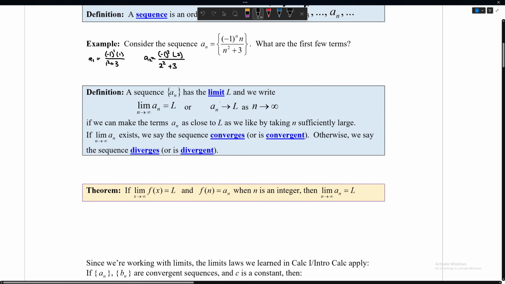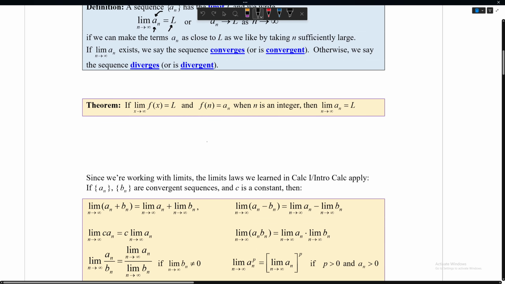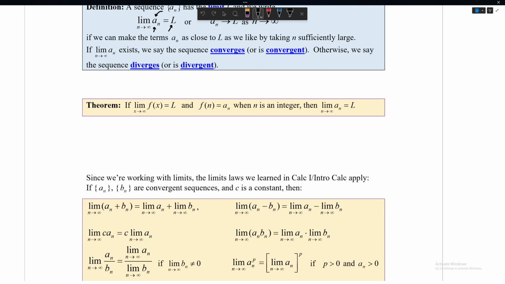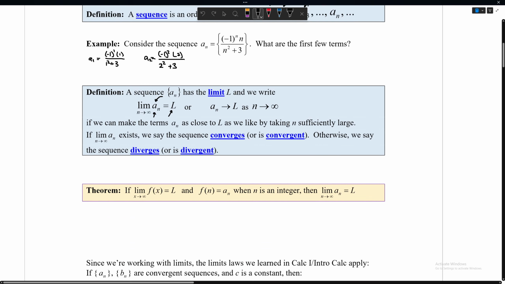Now, it has a limit L. I'm not going to go through this definition precisely, but what this basically is saying is that if you take the limit of your a_n, and it gives you a number, which is L, then it converges. If it doesn't give you a number, it diverges. So if you take the limit of a_n and it goes to infinity, divergent. Goes to negative infinity, divergent. If it goes DNE, divergent. But if it gives you like 1, 2, whatever value, convergent. That's all it says, right? So if the limit of the function equals L and f of n equals a_n when n is an integer, you don't really have to memorize this. It's not even given. All you want to know is that if you take the limit of a_n and it gives you a number, convergent. Gives you something else, divergent.